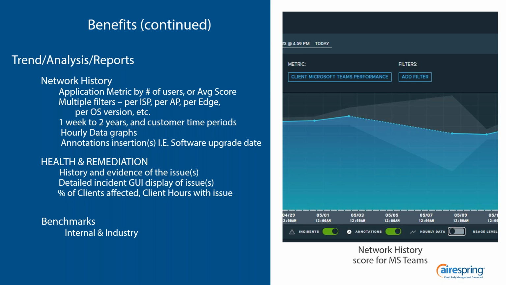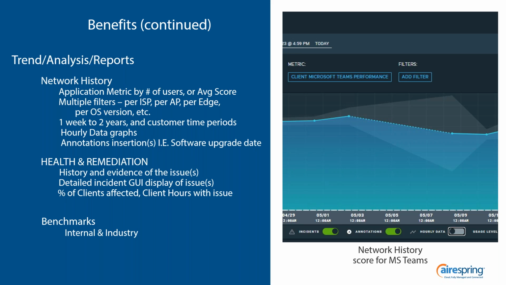Application metric by number of users and average score. What is that average score? It's the combination of all those protocols being used by each application over that time period and how far it deviated from it. That's a little math in there, I know, but it does work.